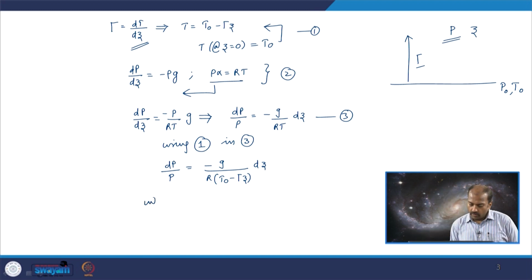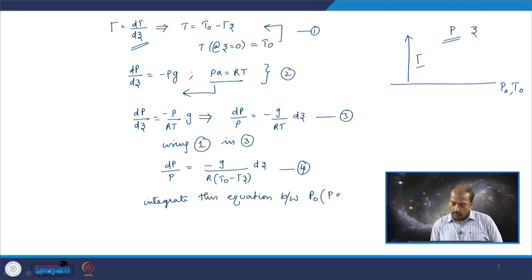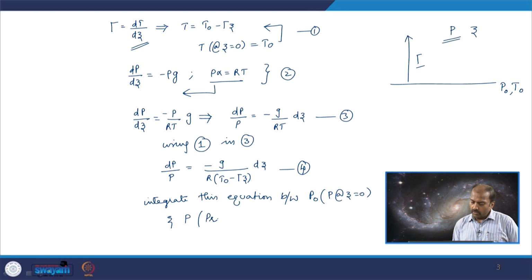Now, let us integrate this equation, let us say this is equation 4. Integrate between P naught, that is P at z equal to 0, and P. What is P? Pressure at any given height, at any height z. Let us integrate this equation, which will look like the integral from P naught to P, integral limits in terms of pressure, equals minus g by R, the constants come out, and 0 to z of 1 by T naught minus gamma z, dz.